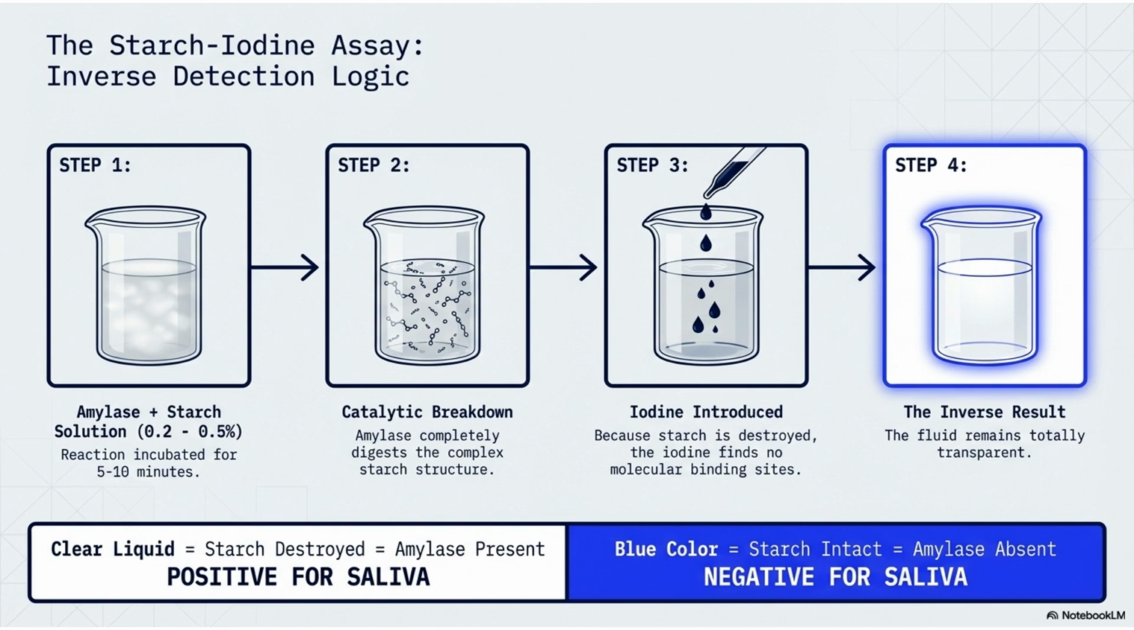The starch iodine assay uses inverse detection logic. Amylase digests the starch. When iodine is added, the fluid remains clear if amylase is present, indicating a positive result for saliva. If the liquid turns blue, starch is intact, indicating a negative result.